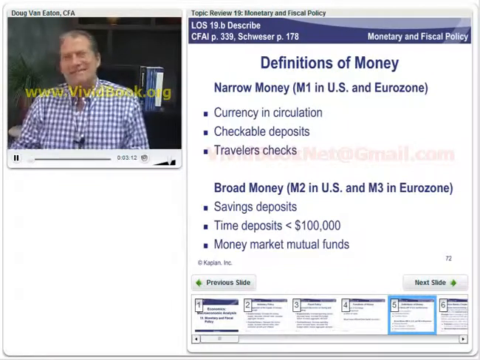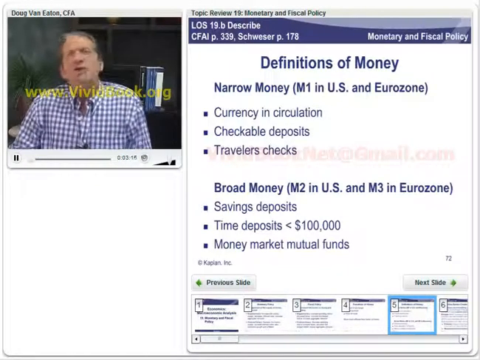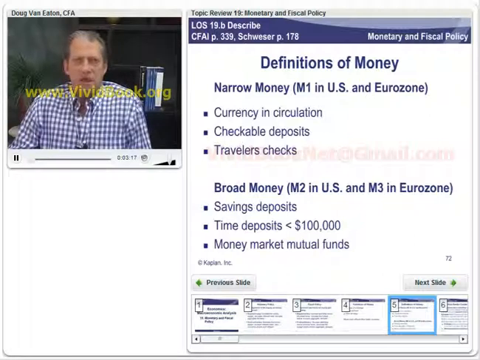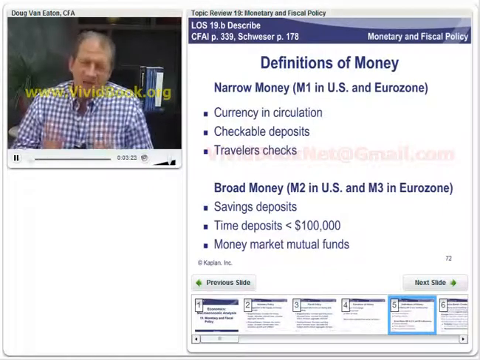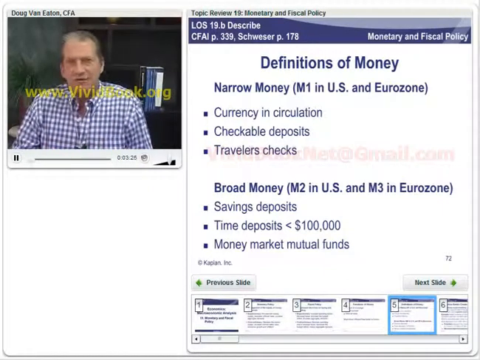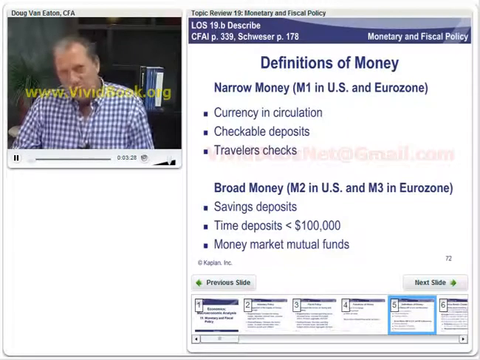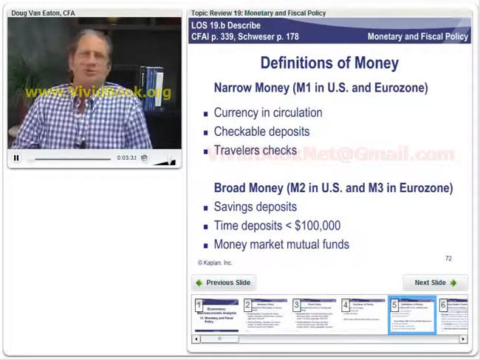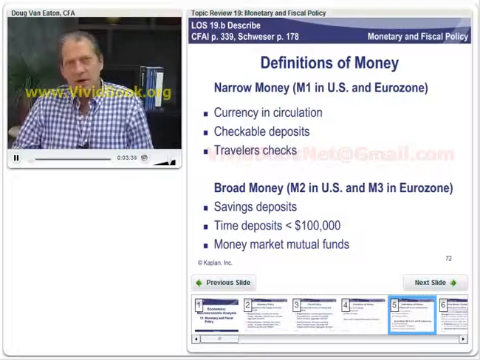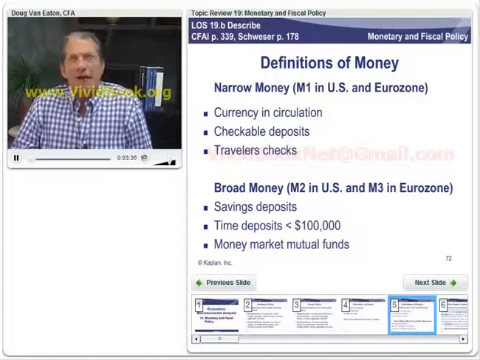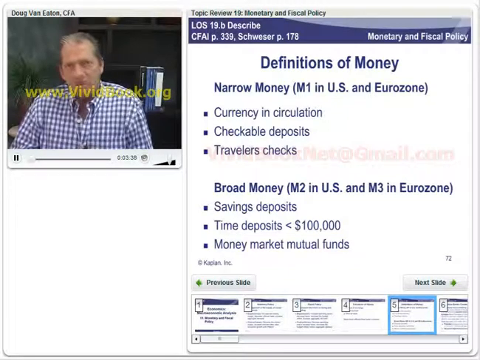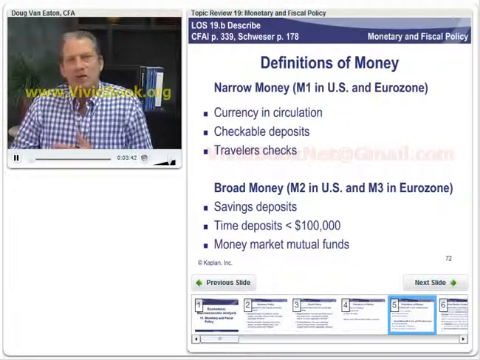Now, when it comes to defining the money supply, in general terms, we've got what is called narrow money and broad money. So, narrow money, and this goes back to a time when checking accounts didn't pay any interest. So we're really talking about money that doesn't pay interest and money that does, if you think about it that way. So in narrow money, and this is what's called M1 in the US and the Eurozone, we've got the actual currency in circulation, we've got checking account deposits, and we've got traveler's checks. So that's our narrow definition of money.